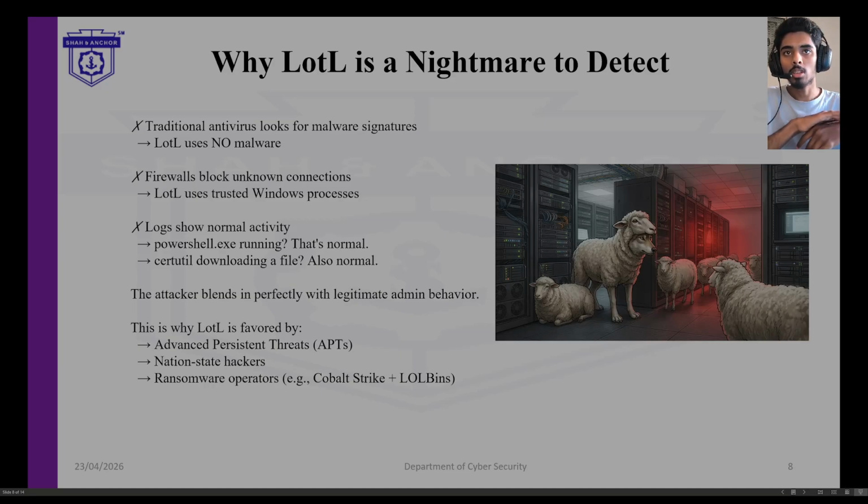Firewalls block connections to unknown or suspicious servers. But when PowerShell makes a connection, the firewall sees it as a trusted Windows process making a request, so it lets it through. And when you look at the logs, you see PowerShell running, you see certutil running, you see scheduled tasks being created, but all of that happens on any normal corporate network every single day.